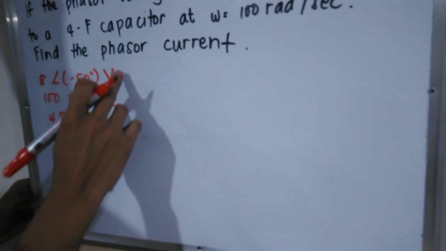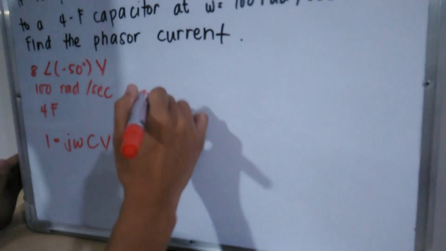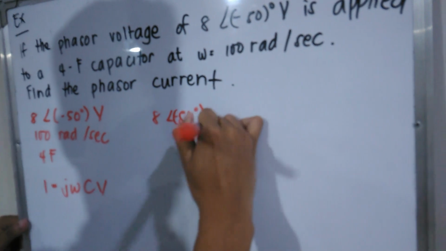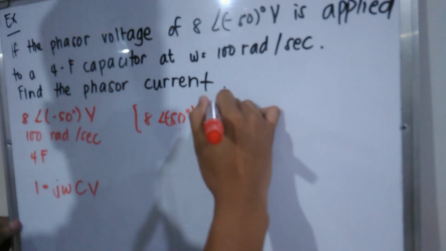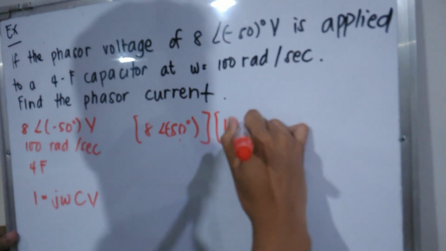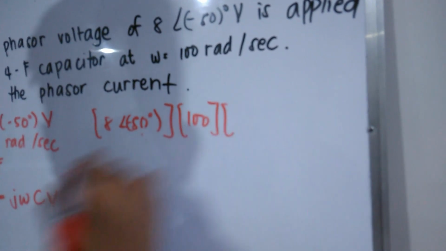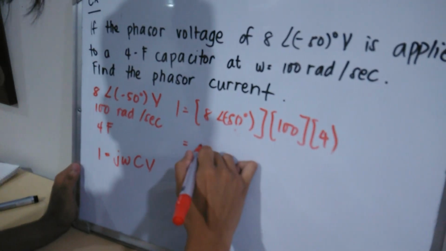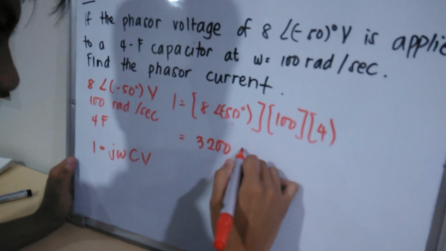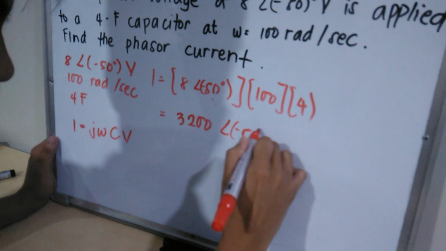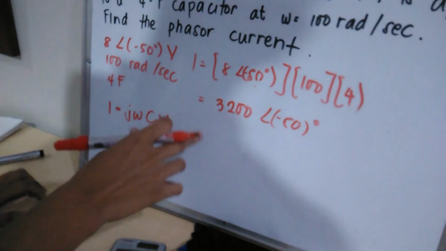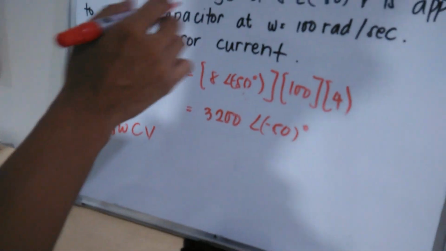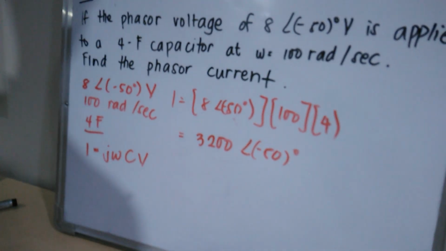Now let's substitute the given into the equation. We'll have 8∠-50° times 100 times 4. So now we obtain the value of 3200∠-50°. We have a very huge value here because the value of the capacitor assumed is way too unrealistic.